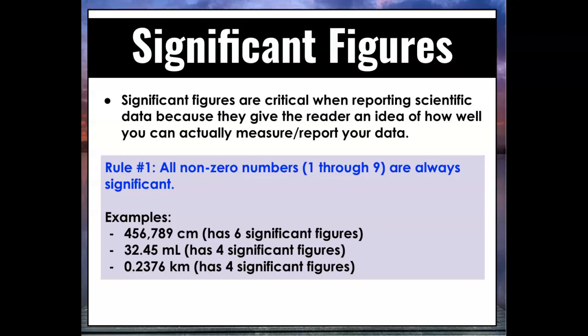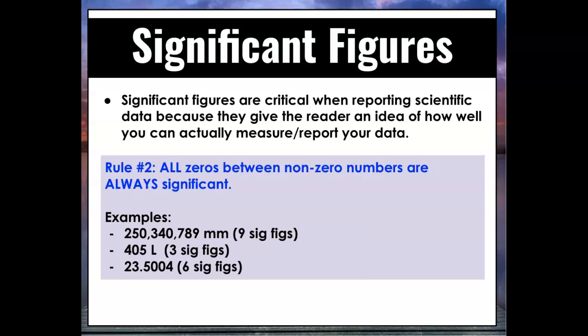456,789 centimeters has 6 significant figures because all those numbers aren't 0. If you look down, it shows you that all the numbers that are not 0 are significant. But if we look at the last example, 0.2376, that 0 is not significant, so we can only count the 4 numbers that are not 0.